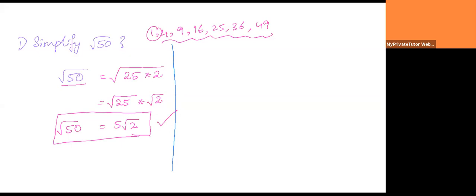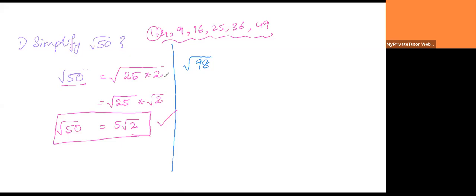Okay, let's try one more question. So let's think of square root 98. It's not a perfect square number. So that's the first thing we need to check. Then we need to check whether this is divisible by any of the numbers like 4 or 9 or 16 or 25 and so on. Just try. I think we can divide 98 by 4, right? So what is 98 by 4? No, we can't divide. So we just need to check the different numbers.